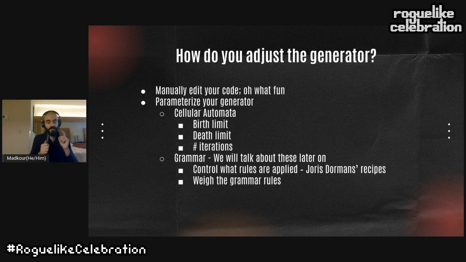For grammars, which is what we're going to talk about in more detail later on, you can control which rules are applied, which are Joris Dormans' recipes. If you're familiar with grammars, you know that there are a bunch of rules that can be applied. You can control the expressive range of your grammar by manually saying which rules apply. Like, I'm going to apply this rule and this rule and this rule and this rule, and that's what Joris Dormans calls recipes. Or you can weigh the grammar rules and adjust those weights, and we will talk about that later on.